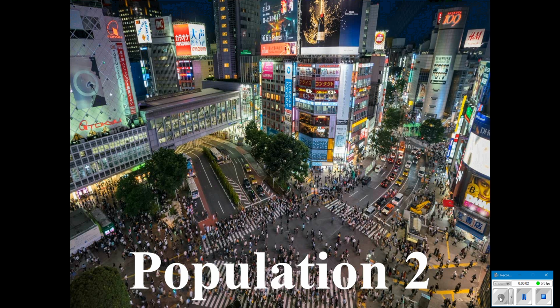Welcome to the first slideshow for Unit 2, Population. Today we're talking about density and distribution. This first image is a great one because this is the Shibuya Crossing, famous in Tokyo, Japan.